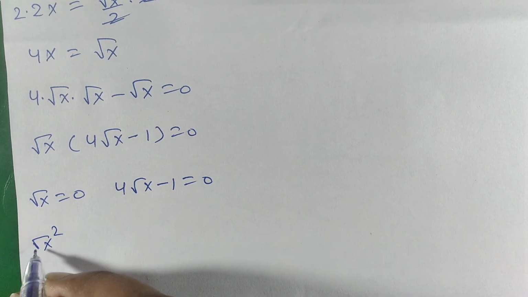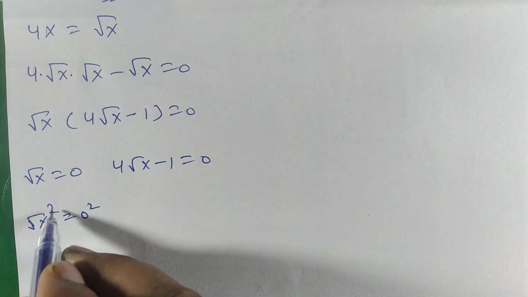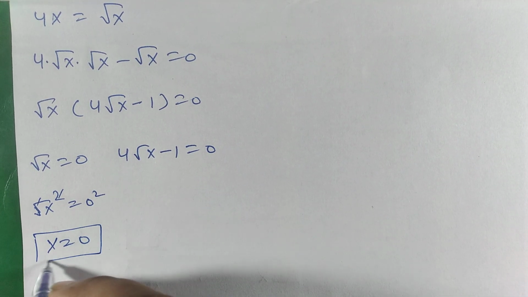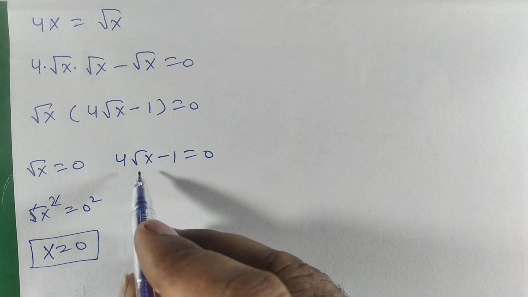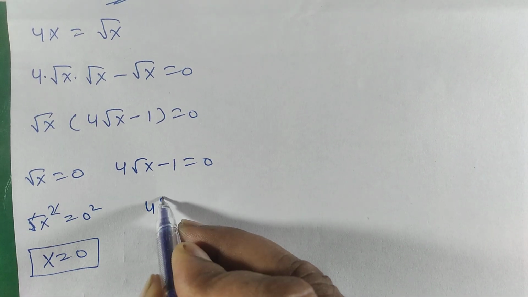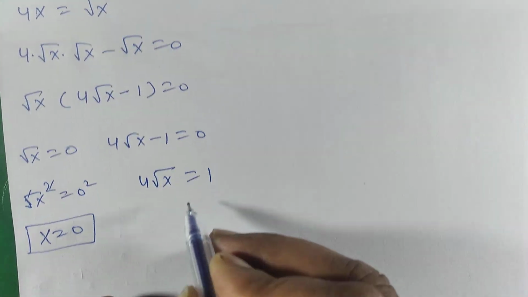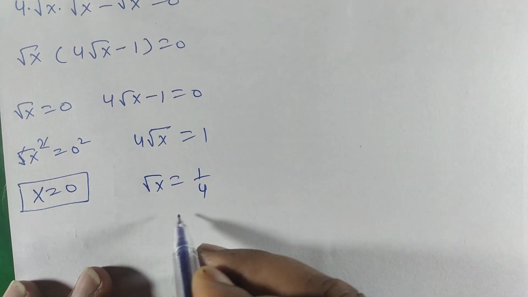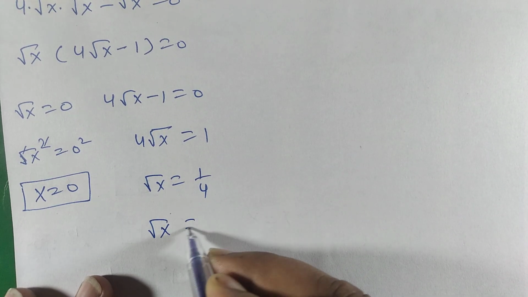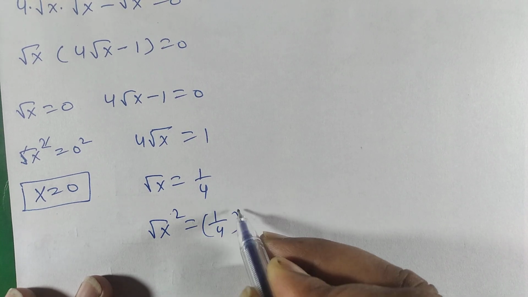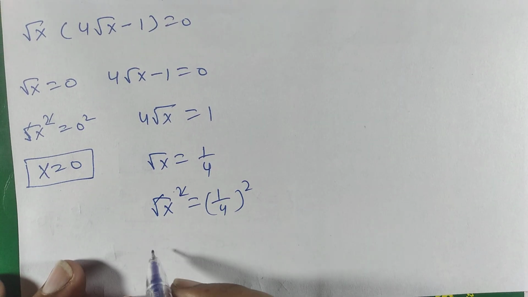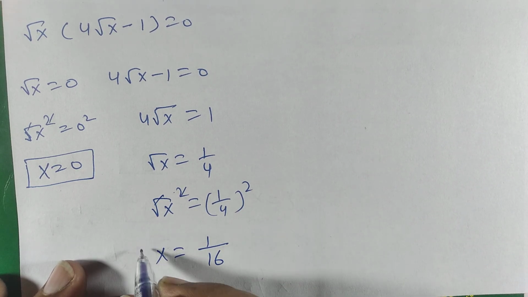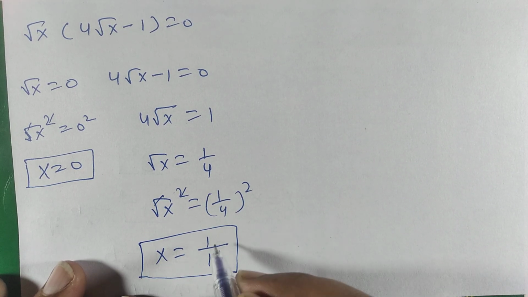Squaring both sides, the square and the square root will be removed, x is equal to 0. We get the first value, x is equal to 0. Now solving this part: 4 times square root of x minus 1, move 1 to the right side. Square root of x is equal to 1 over 4. Squaring both sides, the square and the square root will be removed. x is equal to 1 squared is 1, and 4 squared is 16. We get another value, x is equal to 1 over 16.